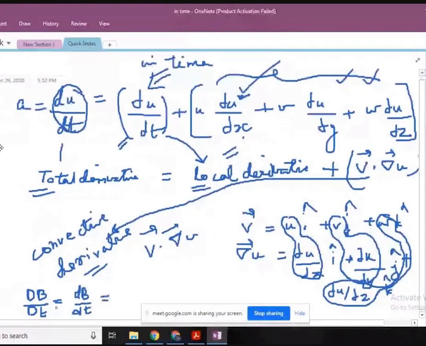This is equal to a local derivative part of the scalar. I'll say that it's a generic scalar.